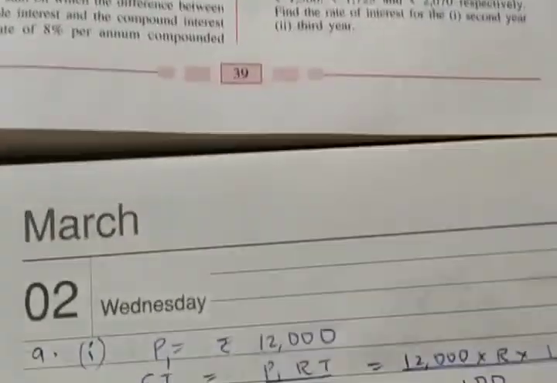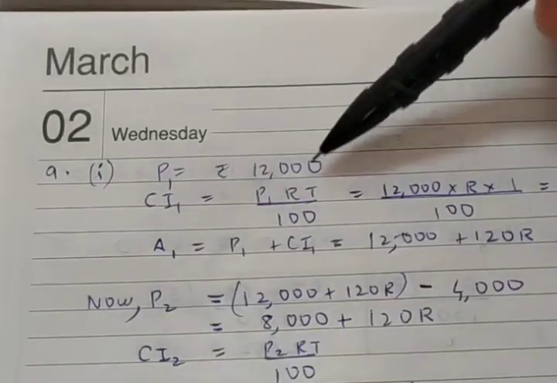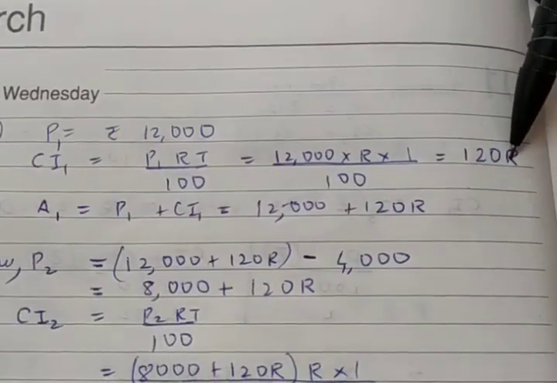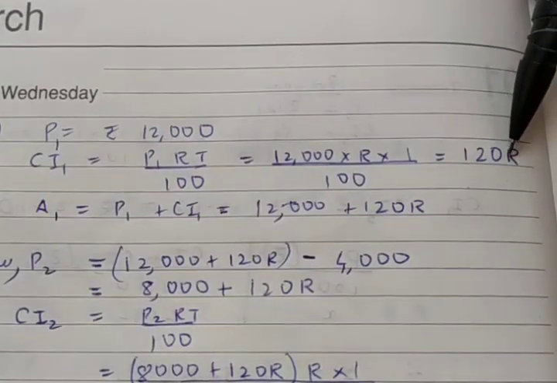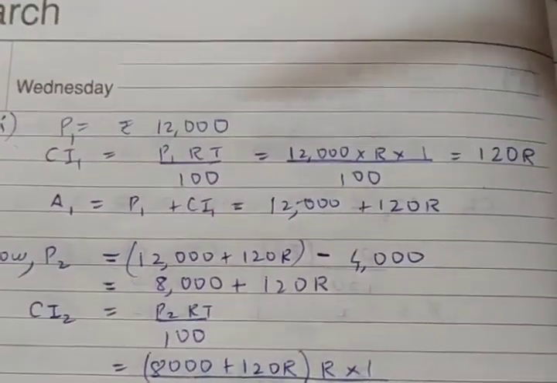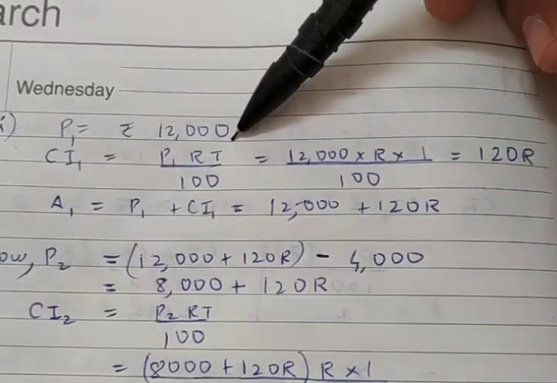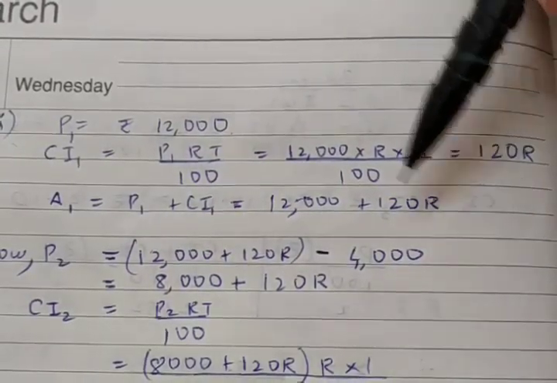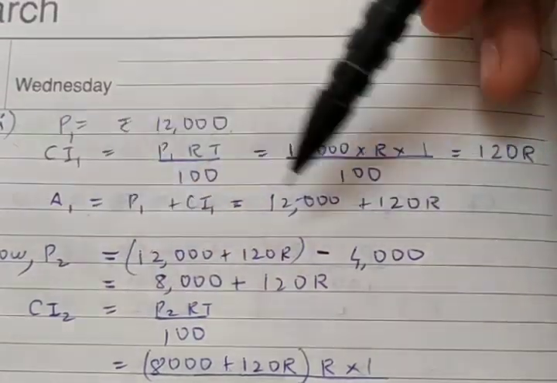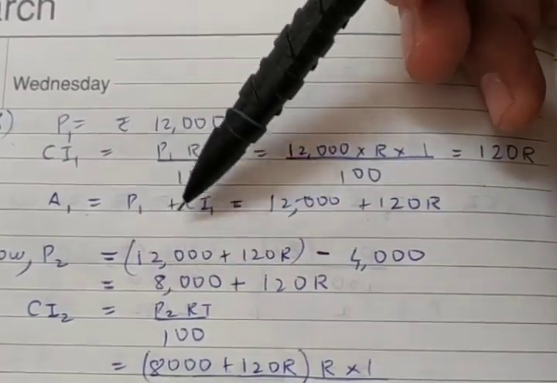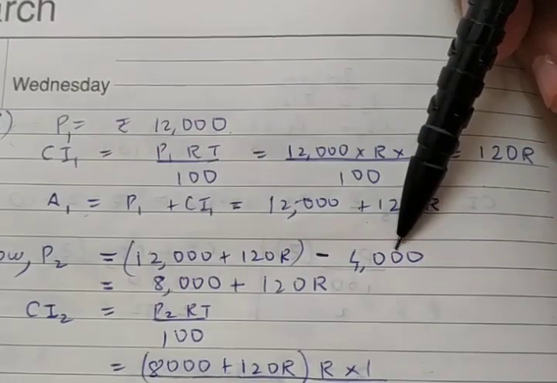So since the principal is given, let's start with that. Compound interest will be 120R, where R is the unknown rate of interest, and that is what we have to find in Roman numeral 1. So the amount again will be principal plus the compound interest. Now this amount of the first year should be the principal for the second year. However, at the end of the first year, he repaid 4,000 rupees.